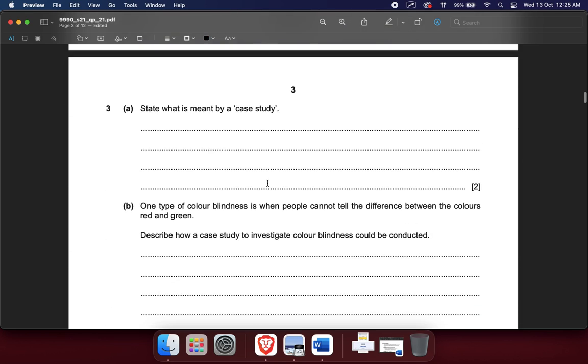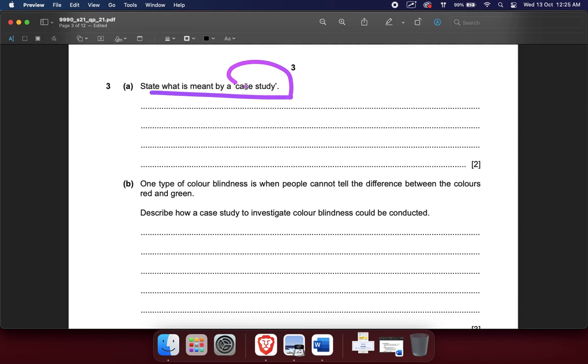Let's move on to the next question. State what is meant by a case study. So this is all to do with research methodology knowledge, right? There's case studies, we've got experiments, we've got interviews, focus groups, and a lot of different ways of conducting a psychological study. Now, we have seen case studies before. Do you remember one of the case studies that we've looked at? Right? Who can remember? Try and think about it, right?